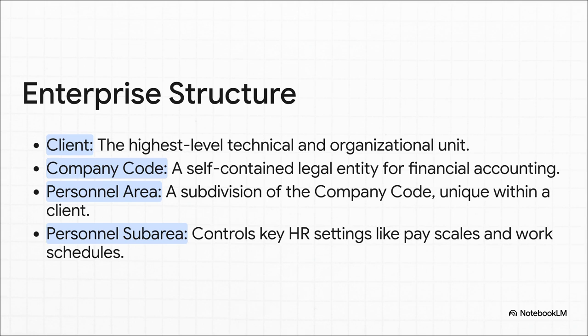You start at the very top, the client, which is the whole system. That's broken down into company codes, which are basically the separate legal businesses. And those are then divided into personnel areas and sub-areas, which can represent a specific plant or office and control the unique payrolls for that location. This framework is what ensures the right rules get applied to the right people automatically.